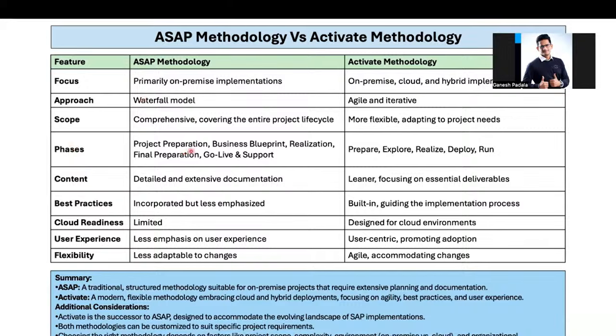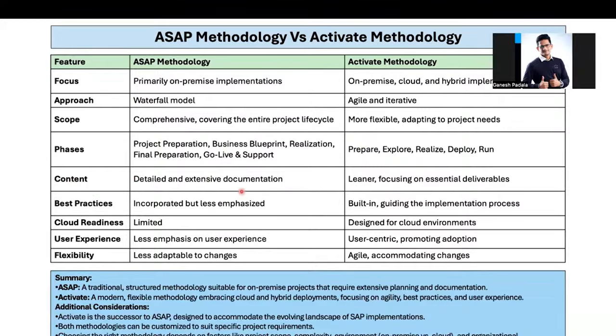Phase-wise: project preparation, business blueprint, realization, final preparation, go live and support. These are the phases in SAP methodology. And when it comes to Activate methodology, we have prepare, explore, realize, deploy, and run. So these are the phases, and I was trying to give some comparison also that you can see.